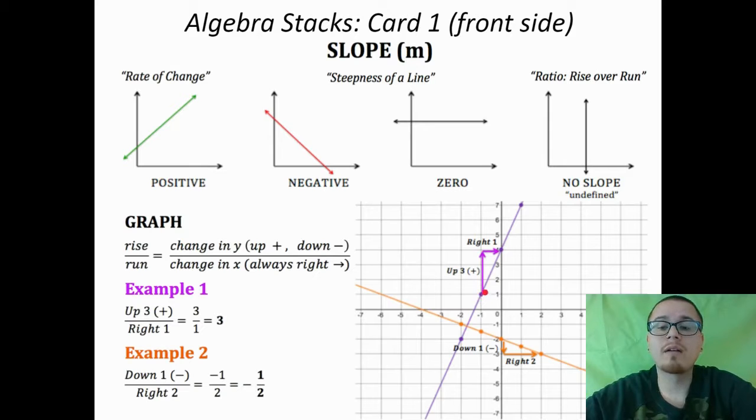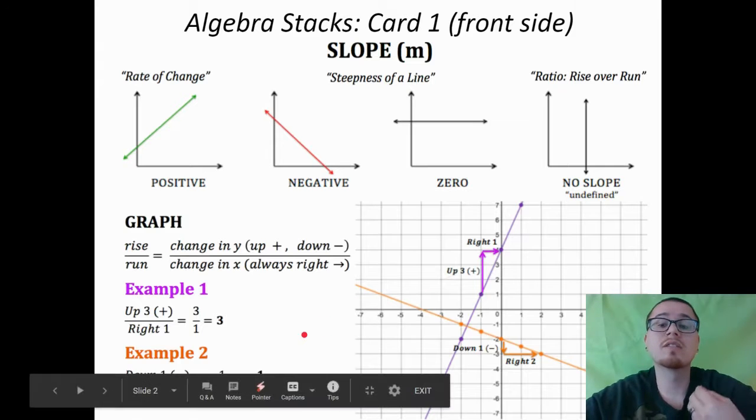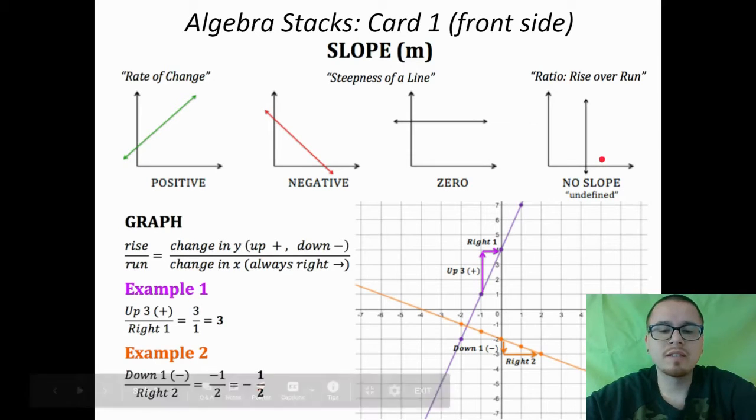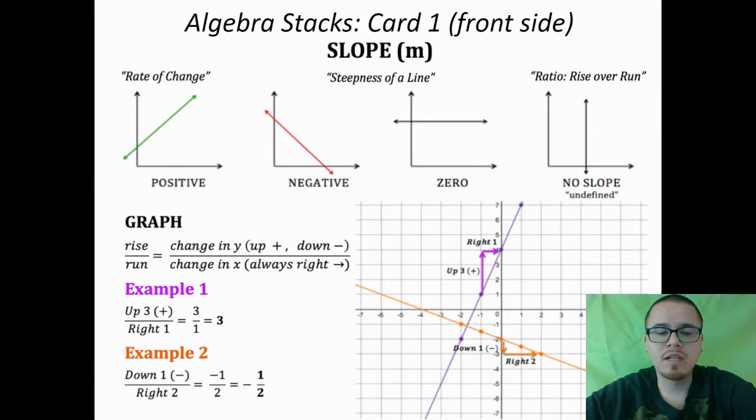Now, for the pink example, we got to rise, you got to get up, get that money. We got to go up 3 units, and then we got to go over 1 unit. So that refers to the slope as a ratio of up 3 over 1, which does simplify to a slope of 3.